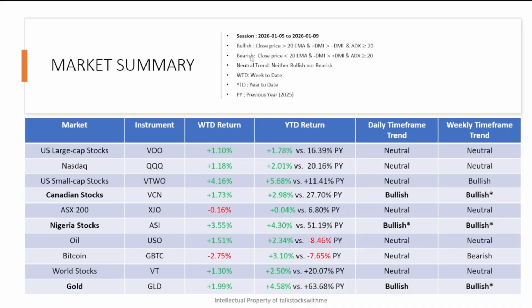We detect a bearish trend when the close price is below the 20 exponential moving average. The minus DMI is above the plus DMI, and the ADX is also at least 20. Whenever we can detect neither a bullish nor bearish trend, we say we are having a neutral trend, or the chart is neutral, meaning we want to stay away, or we want to be patient. WTD stands for week to date, YTD stands for year to date, PY stands for previous year.